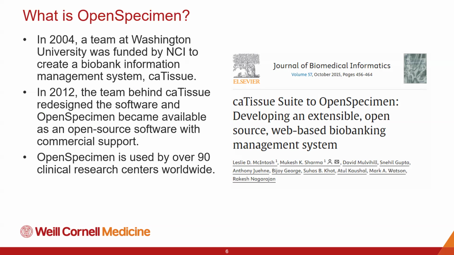So we, being Weill Cornell, adopted the use of OpenSpecimen back in 2018. And OpenSpecimen overall is used by over 90 clinical research centers worldwide. So there is a large group of users of the application itself. And then us at Weill Cornell, we adopted use of it as well.